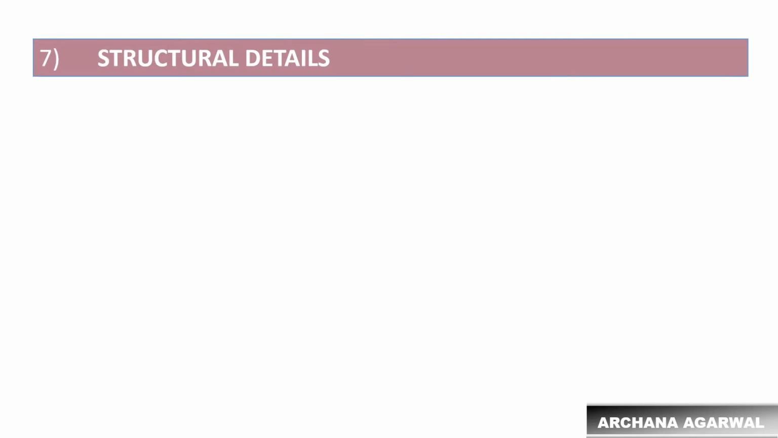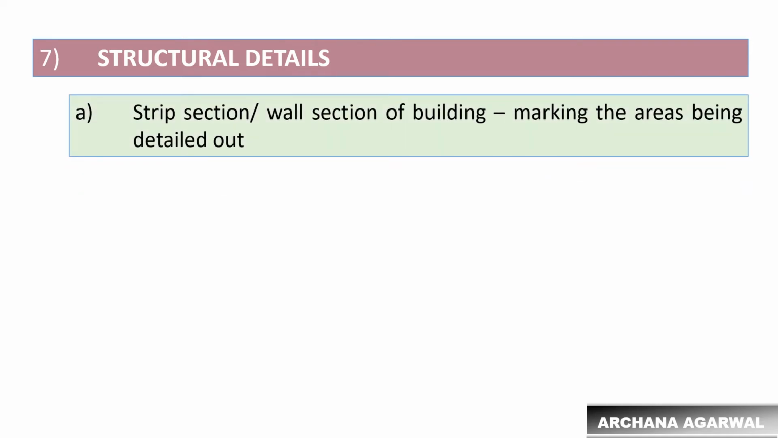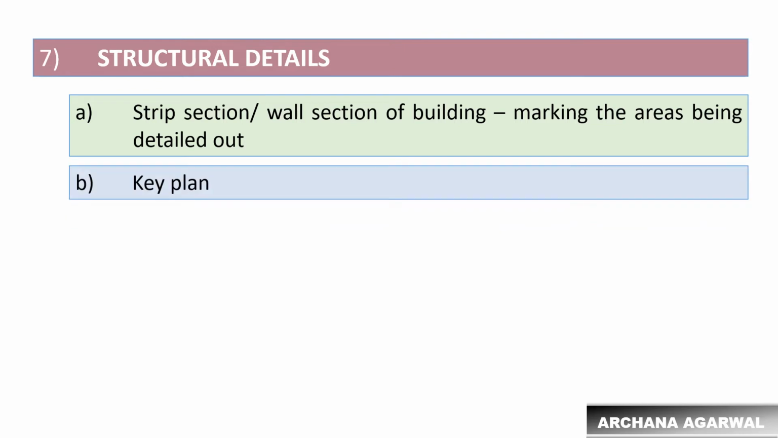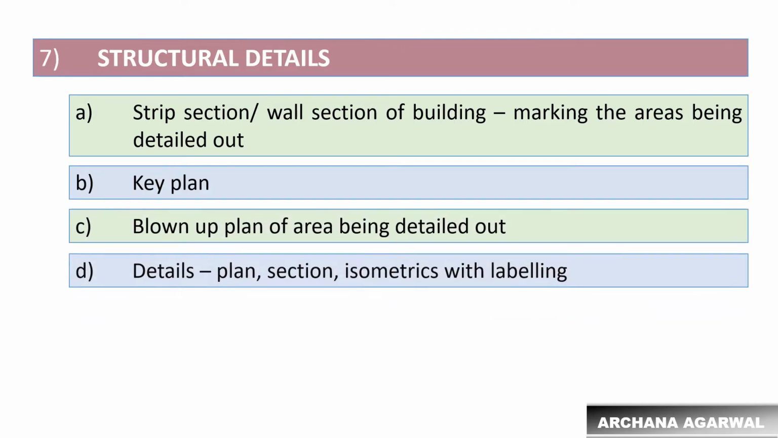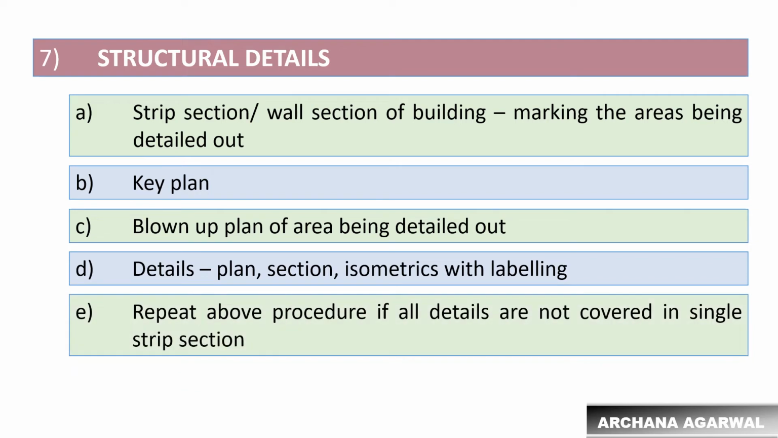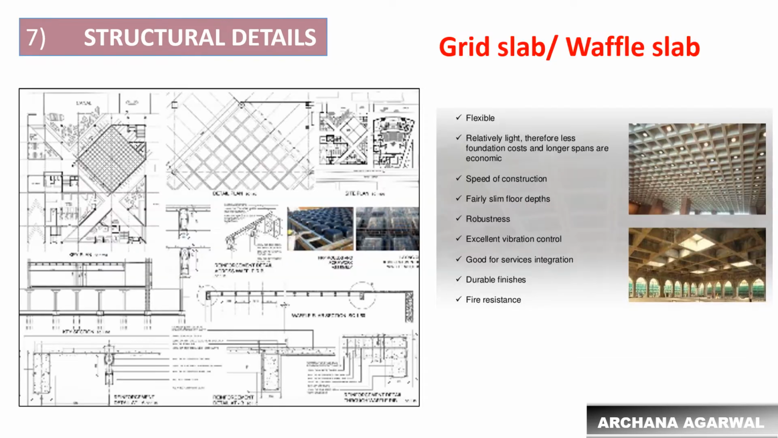After architectural details, some structural details can be shown. On a strip section or wall section of the building, mark the areas being detailed out. Show a key plan for reference and then show the structural details. If required, make more wall sections to explain all the structural details. Some typical structural details are shown here for reference.